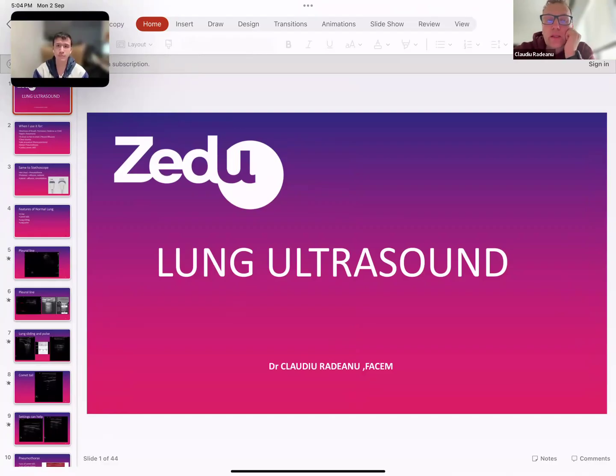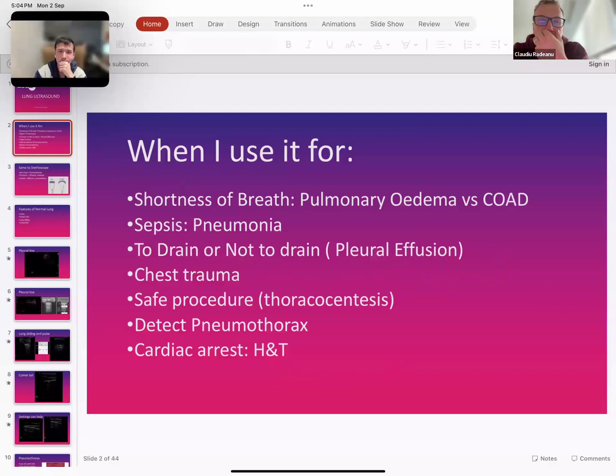No problem. So the scope of this presentation is primarily to help you use ultrasound when you're scanning lung, what you look for when you're looking for pleural effusion, to help you diagnose pleural effusion and pneumonia. We're looking at how the normal lung looks. And we're going to go through a few cases, and I'm hoping that you're going to participate in how ultrasound helps in decision making.